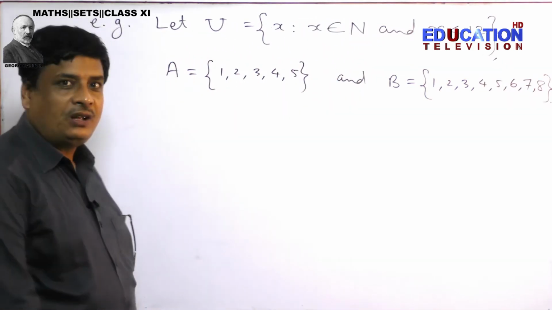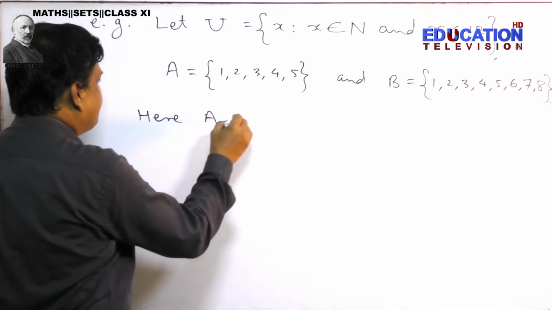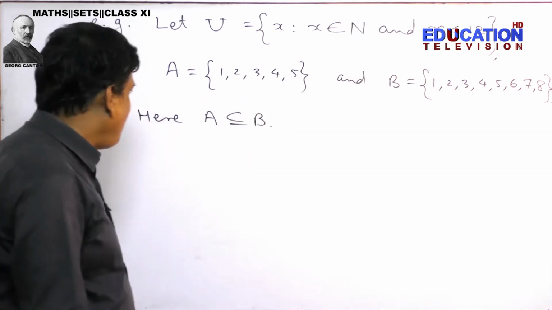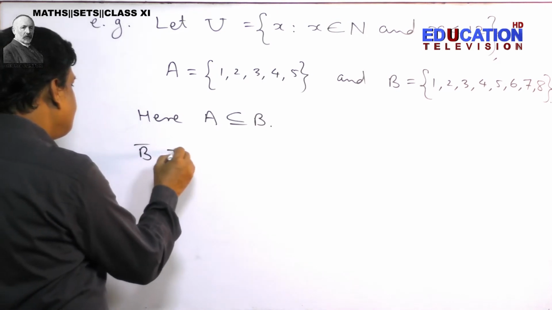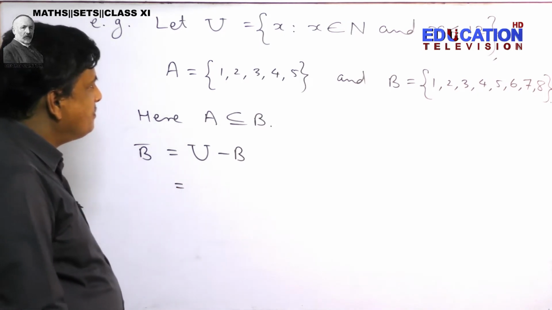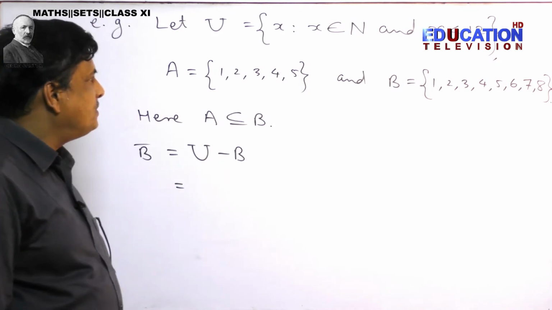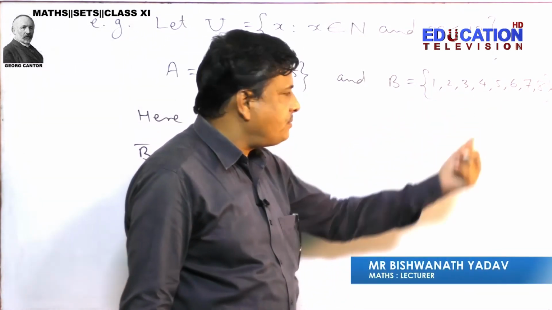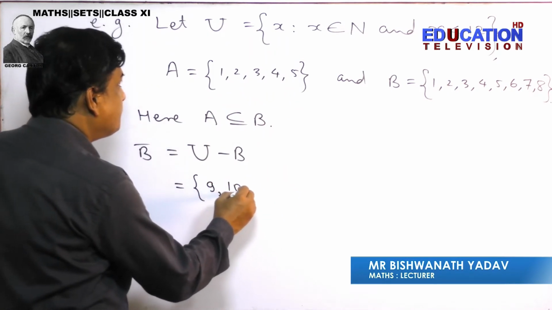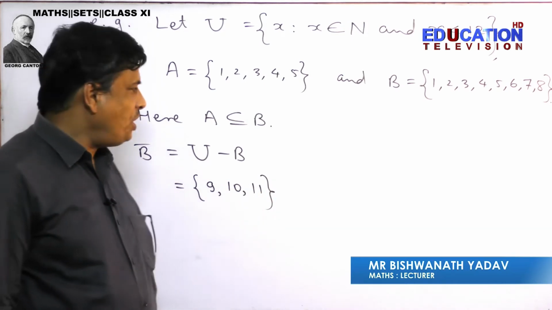So in this example, A is a subset of B. All the elements of A are in B. Now find B complement. Those elements of the universal set which are not in the set B. The set B contains elements from 1 to 8. So these are the elements in B complement.